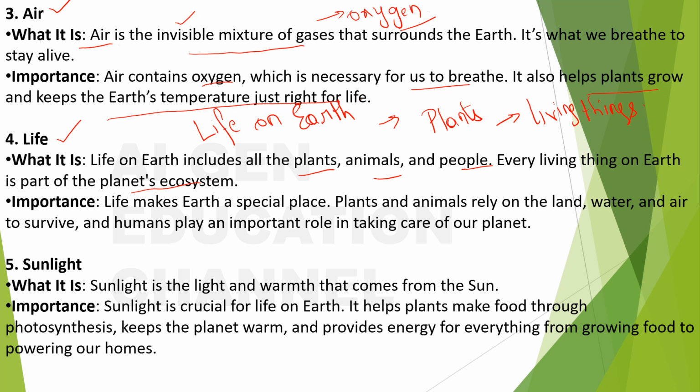And they even can breathe. Okay, so all these elements make them behave like a living thing. Plants are also living things, animals, people, you have so much of life on the earth, right? So earth is a special place.